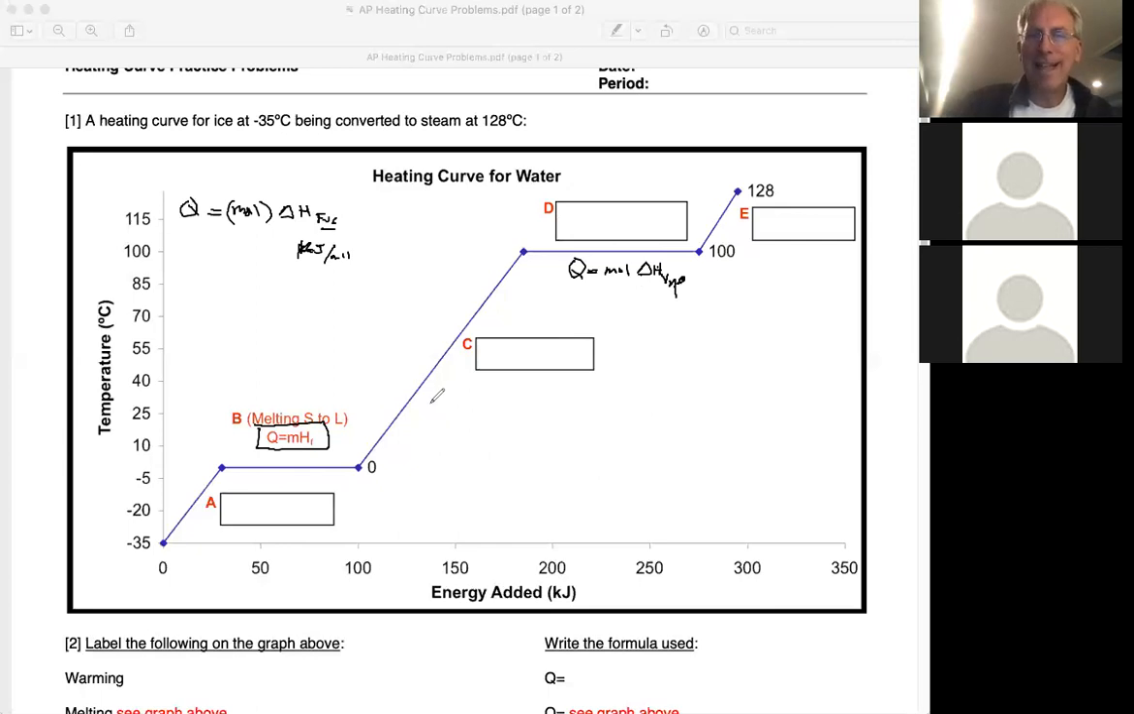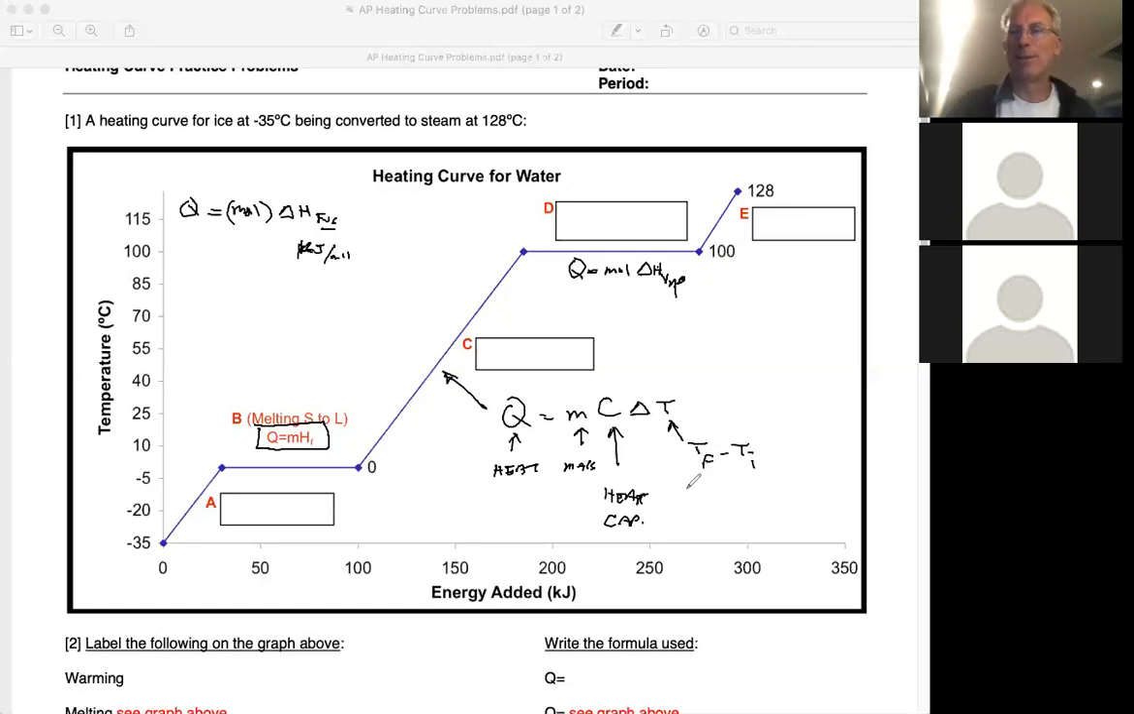But the slanted parts have a different equation, which you might have heard before. Q equals M times C times change in temperature. Have you ever seen that? Okay, so M is mass in grams. What's Q? Energy or heat, yes. C is a constant called your heat capacity, and delta T is the change in temperature, your ending temperature minus your beginning temperature.